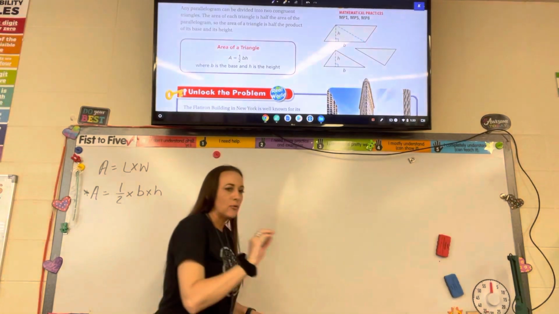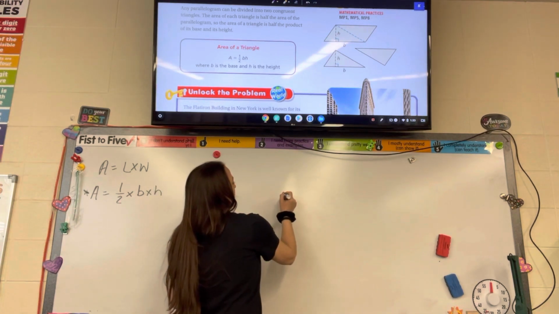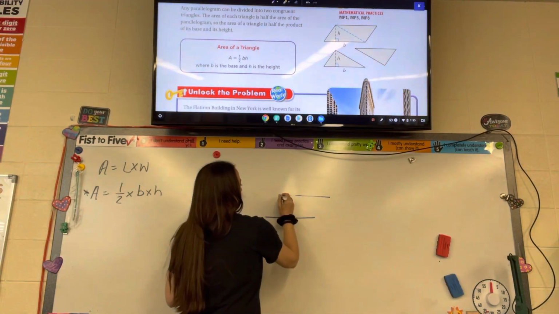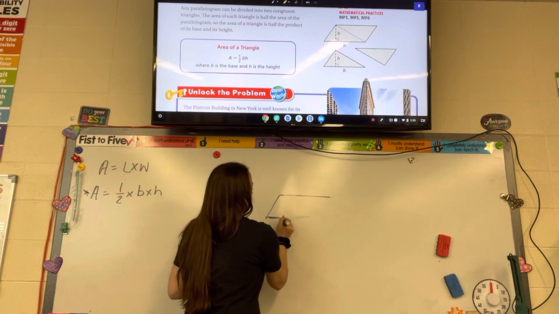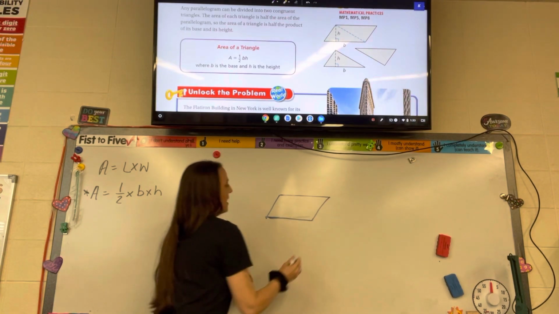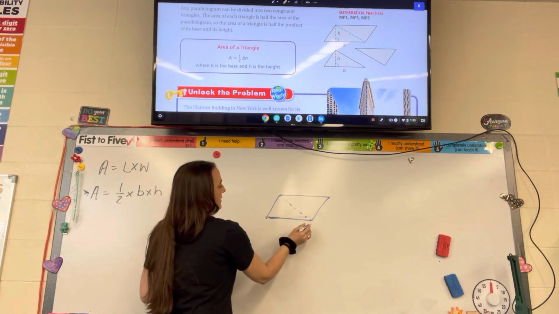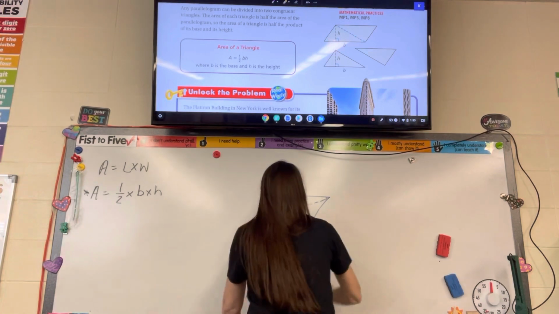Parallelograms are kind of like a rectangle that has been pushed over slightly. So a parallelogram is like, that's not a very good line. All right, let's try that again. Just like that. That's a parallelogram, and you can either draw a line like this, cutting them in half, or draw a line like that, cutting them in half. Okay.